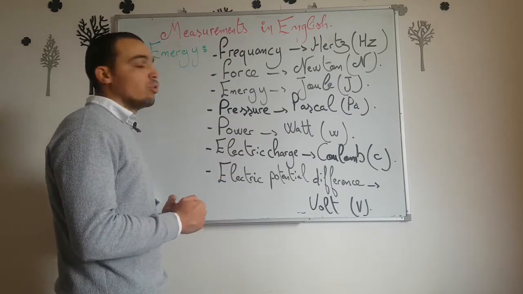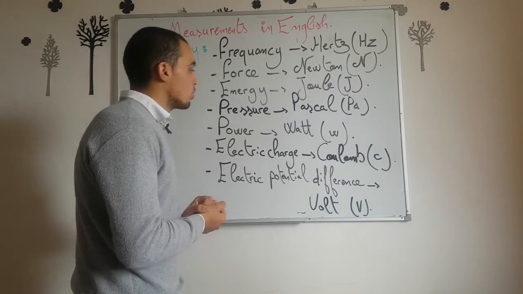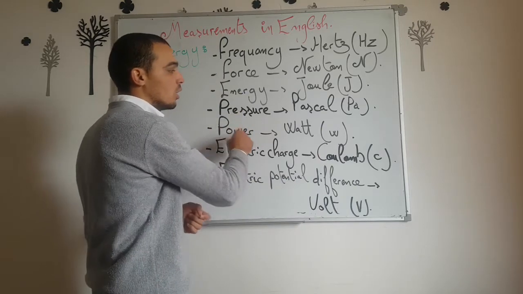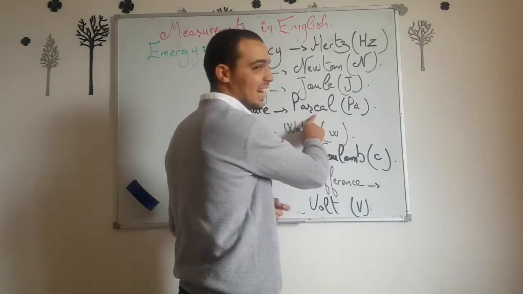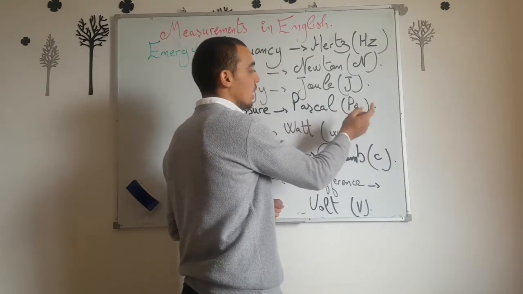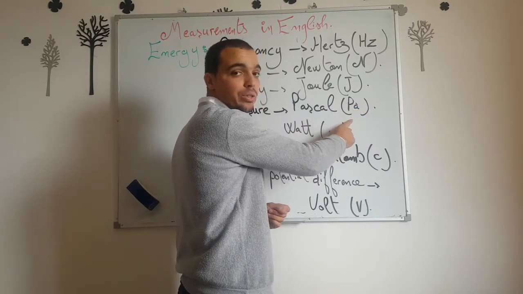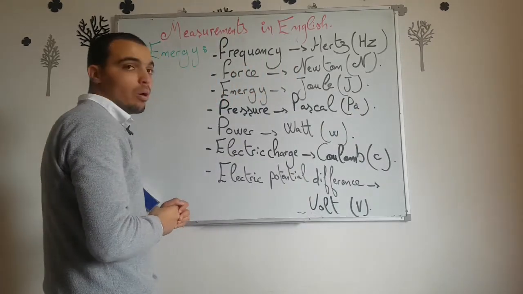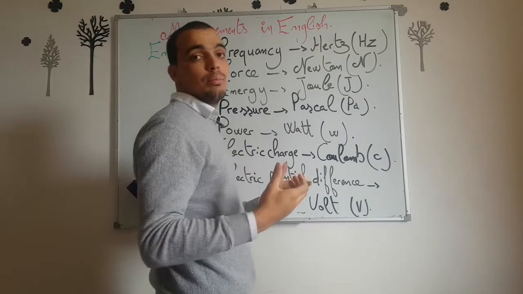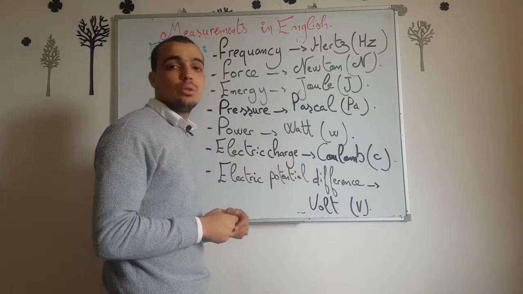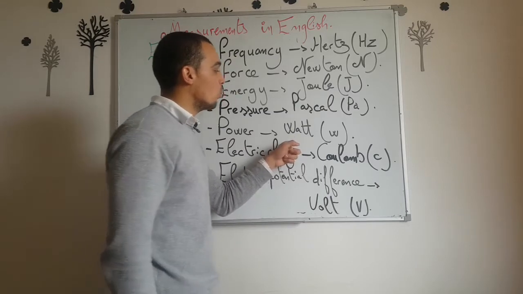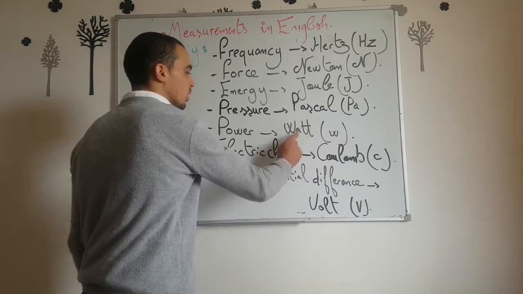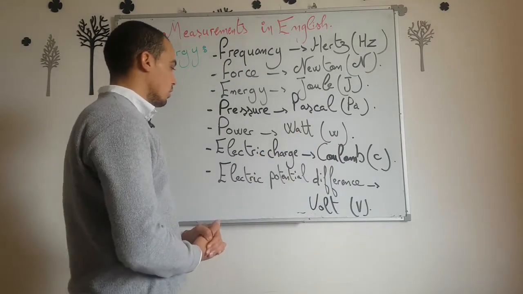Then we have the pressure, and the unit used to measure pressure is called the Pascal, and its abbreviation or symbol is Pa. We have also the power, and in order to measure power, we use the watt, or the W. The W is the abbreviation that refers to the watt.